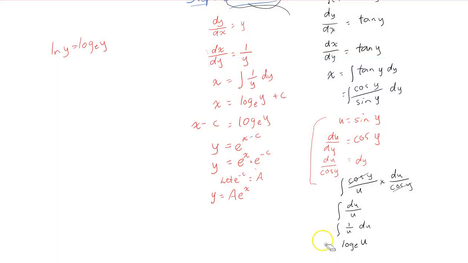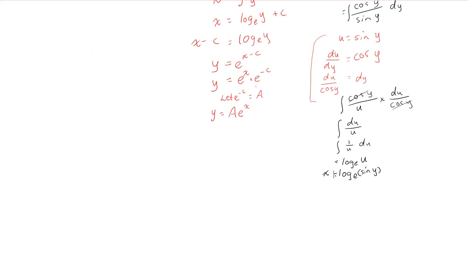I've already integrated it, so now I'm pretty close. I just need to replace the u with whatever I started with, which was sine y. So log base e sine y is equal to x. All right, so x equals log base e sine y. I really just need to rearrange that now to get it in terms of y. Before I do, it's a bit naughty, I forgot the plus c there. So now we have x minus c equals log base e sine y.